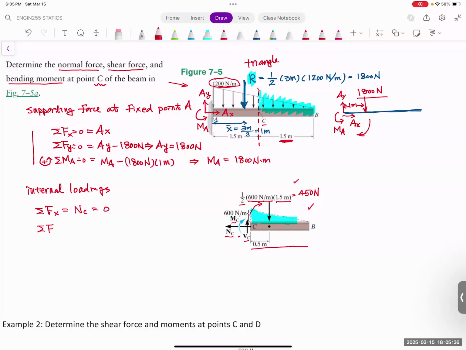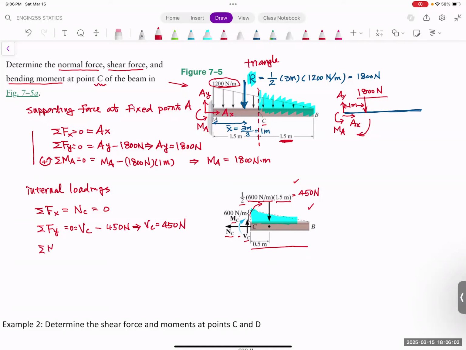We look at the summation F of y, and we look at one force going up, which is the V sub C, and one force going down, that is the resultant force of the triangle, which is 450 Newton. And therefore, this has to be equal to 0. So V sub C is 450 Newton.